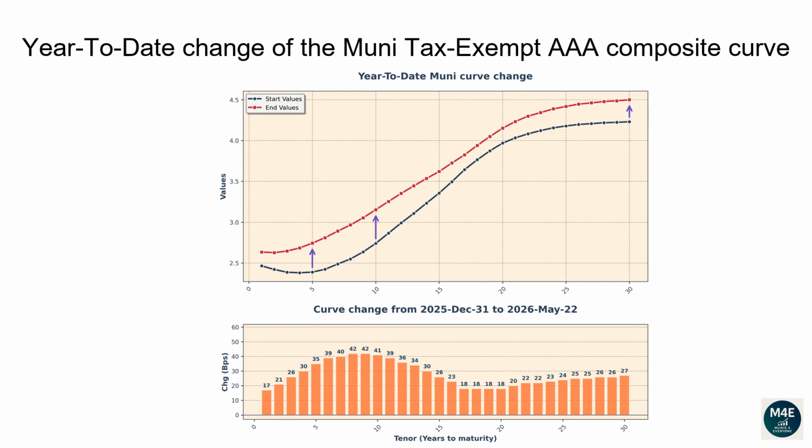The 1-year tenor changed 17 basis points. The 2-year tenor changed 21 basis points. The 5-year tenor changed 35 basis points. The 10-year tenor changed 41 basis points. The 20-year tenor changed 18 basis points. The 30-year tenor changed 27 basis points.